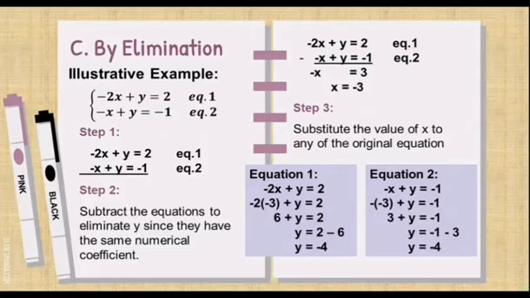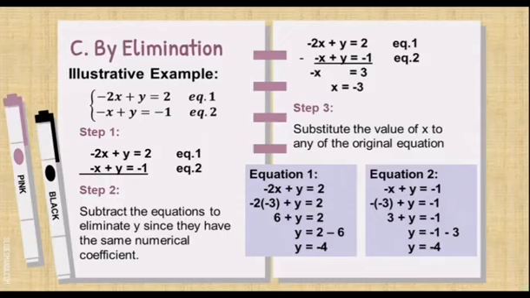Now, to make the variable x positive, multiply both sides by -1. So we have x equals -3. Step 3, substitute the value of x into any of the original equations. For equation 1, -2x plus y equals 2, substitute x with -3. So -2 times -3 is +6, plus y equals 2. And then subtracting 6 from both sides, we have y equals 2 minus 6, or -4.